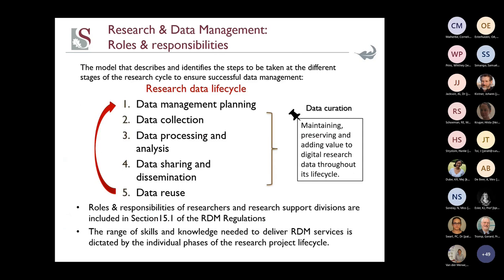Okay, when we come to the roles and responsibilities, it's important to know that the model that describes and identifies the steps that have to be taken at the different stages of the research cycle to ensure successful data management is called the research data life cycle. And it basically consists of five phases. So firstly, data management and planning, then data collection, then processing and analysis, and then data sharing and dissemination and reuse. All of these aspects are described in the regulation with the requirements for research data at Stellenbosch University.